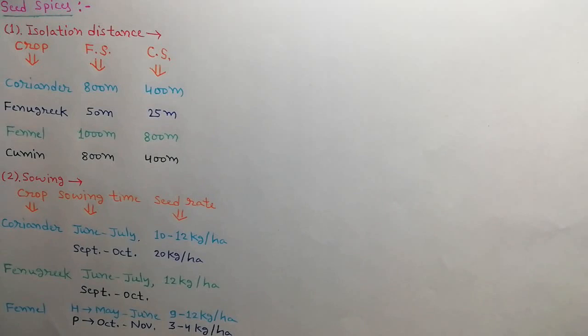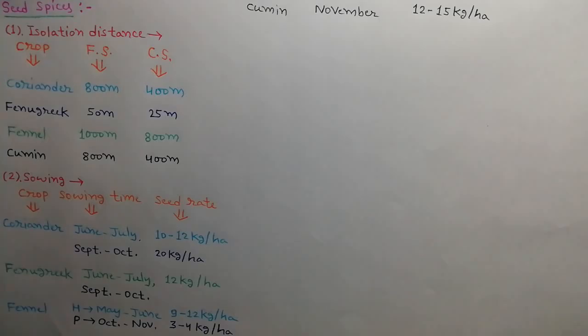In hilly areas, fennel can be sown in May-June month and in plain areas, fennel can be sown in October-November month. In direct sowing method, 9 to 12 kg per hectare seed is required, while in transplanting method, 3 to 4 kg per hectare seed is required. In cumin crop, sowing is done in November month and 12 to 15 kg per hectare seed is required.